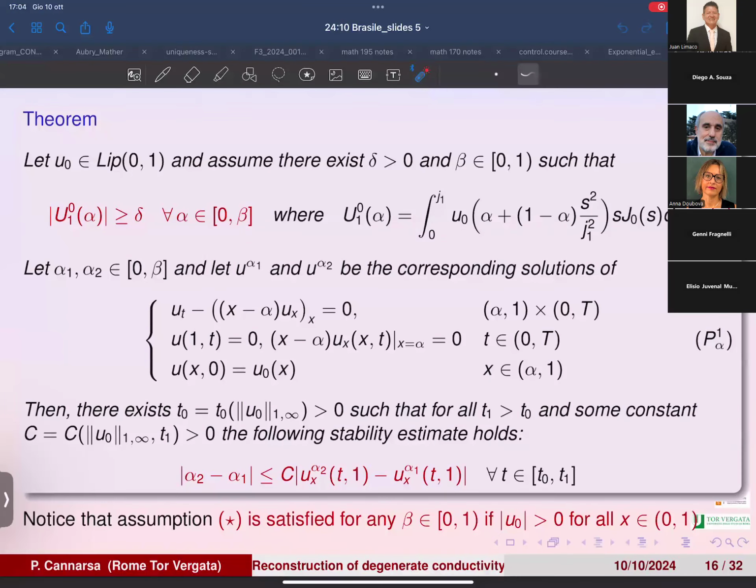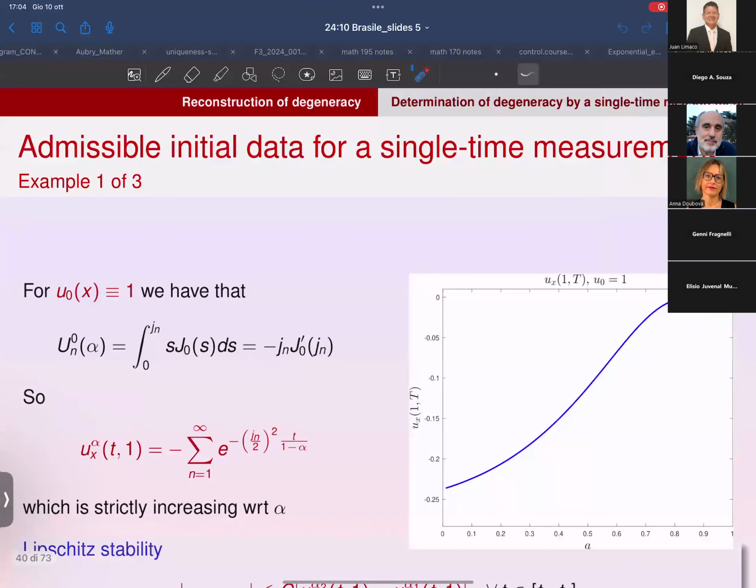Okay. So before I give you an idea of the proof, let me just show a few examples.